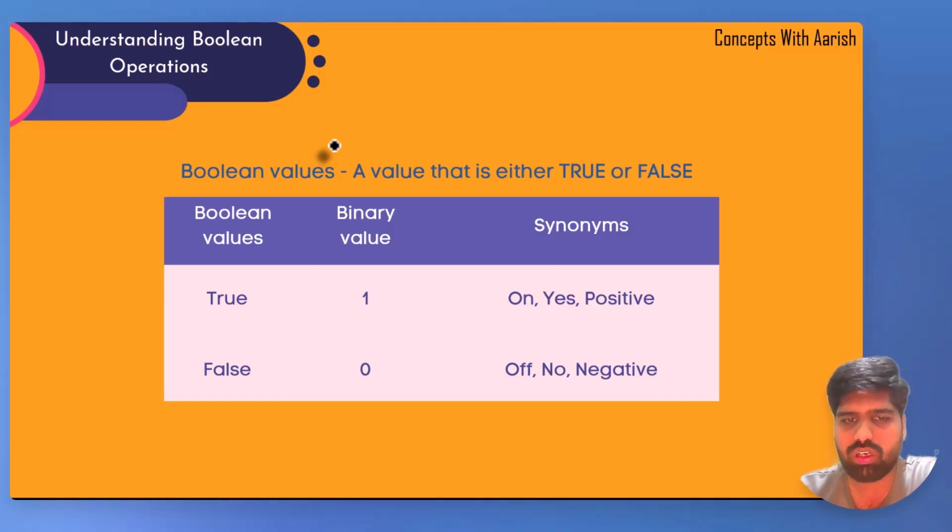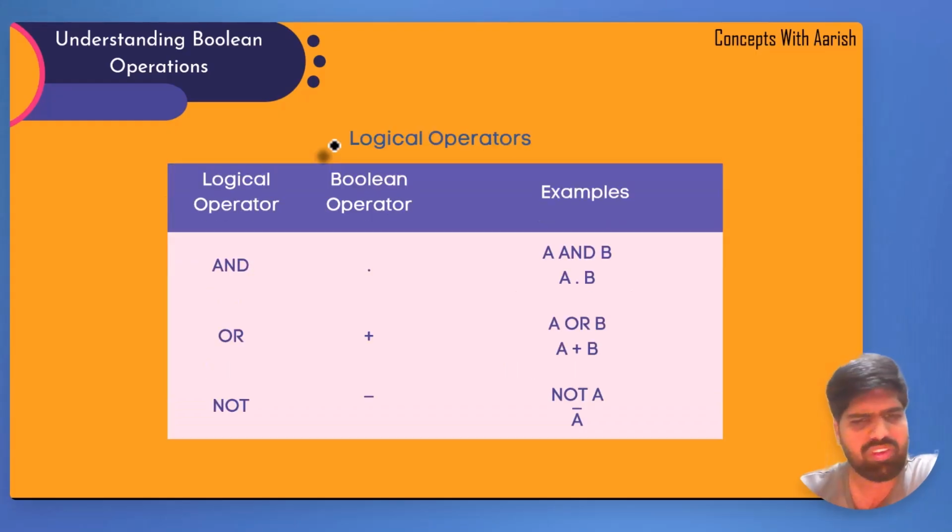True means 1, and in other words, you can say on, yes, positive. These are all the values that can be taken for 1. And for false, we take the binary value of 0, and that value can be considered as off, no, or negative. That's really important because it helps you in your past paper questions. So the basic logic operators are AND, which is represented by a dot, OR, which is represented by a plus sign, and NOT, which is simply represented by a bar, and it just flips the value.